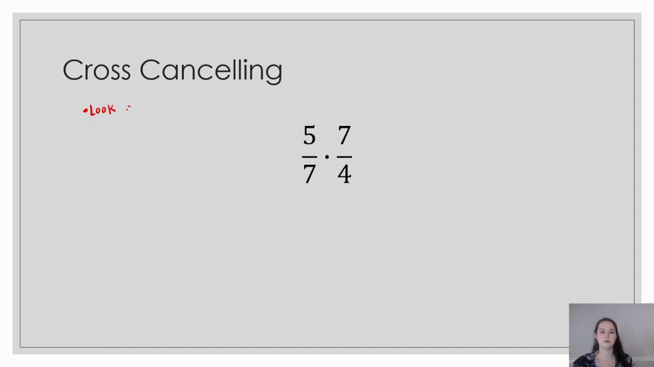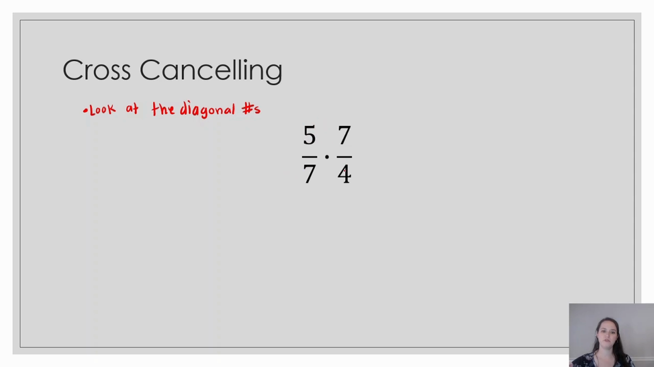So look at your diagonal numbers. Numbers, not a hashtag. So look at your diagonal numbers and see what you can cancel out.